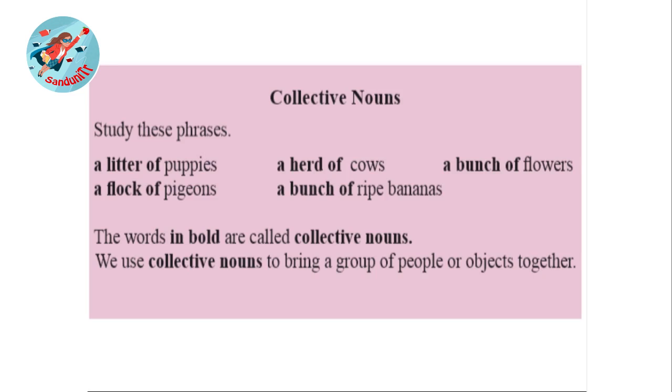A litter of puppies. A herd of cows. A bunch of flowers. A flock of pigeons. A bunch of ripe bananas. Each of these words, litter, herd, bunch, flock, is about a collection.